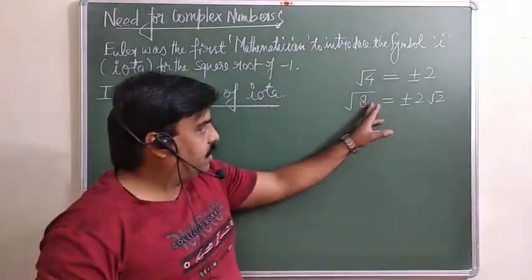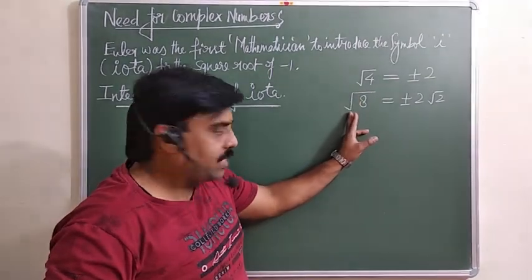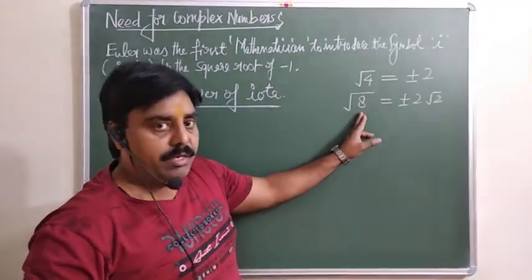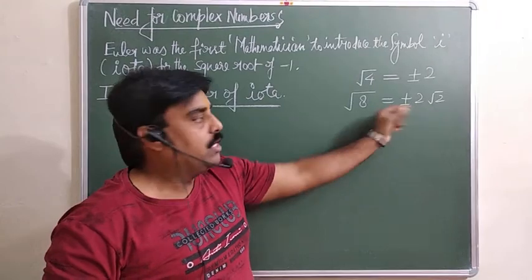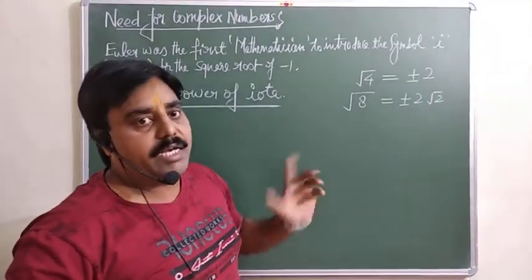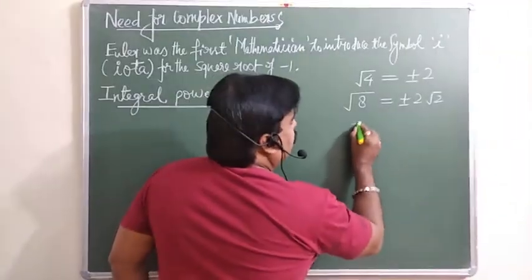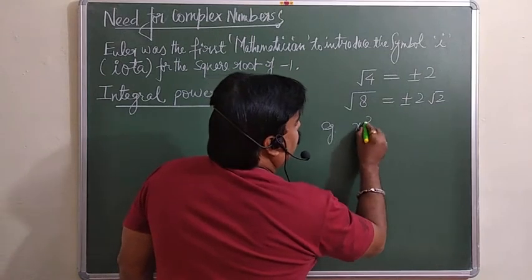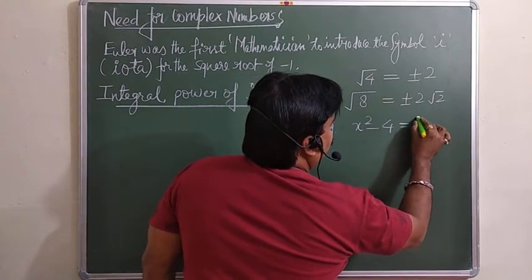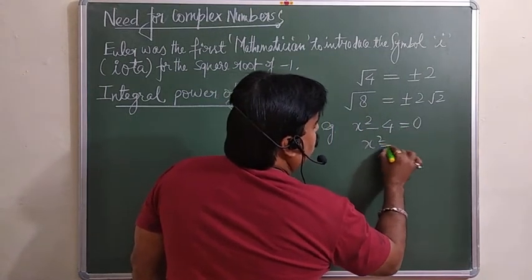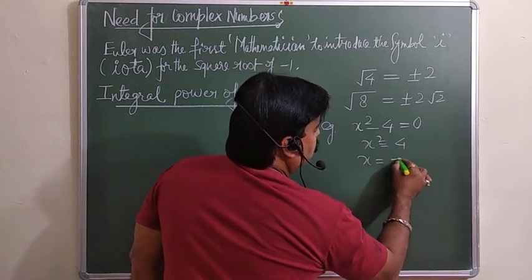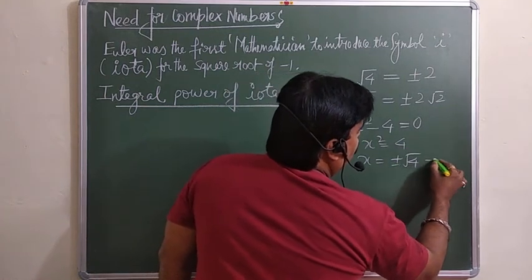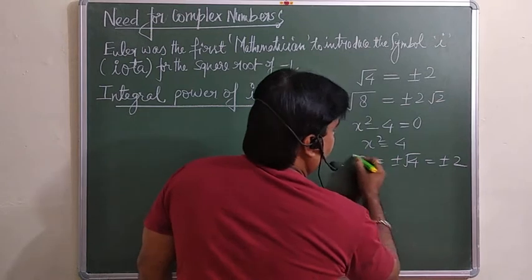But now the question is, here inside this radical sign the positive value is given, so you can take the square root of it. Suppose one more example: x square minus 4 is equal to 0, then x square will be equal to plus 4. Taking the square root, root 4 is equal to plus minus 2, so x equals plus minus 2.